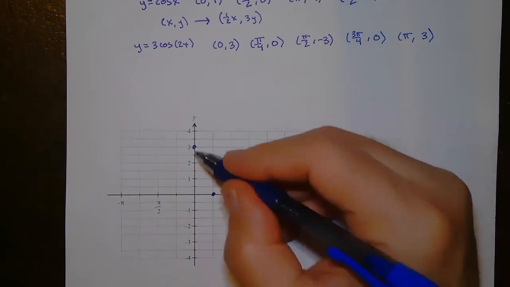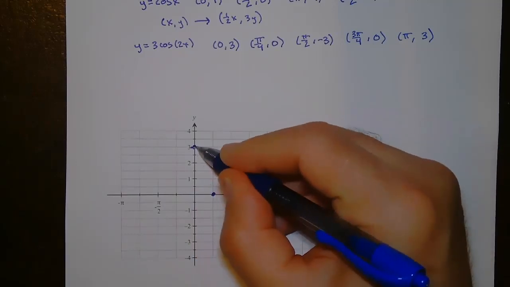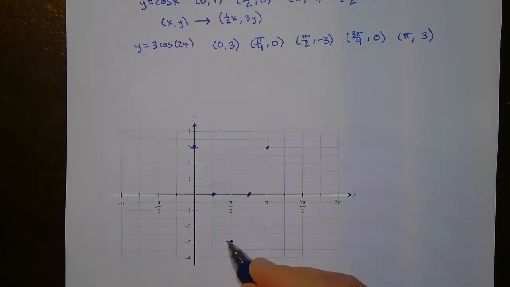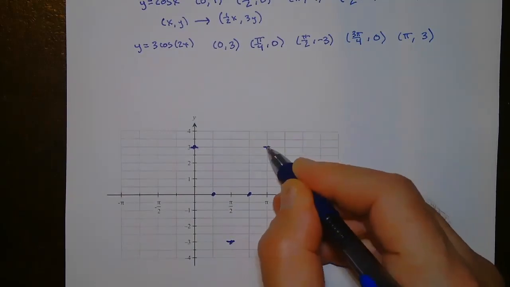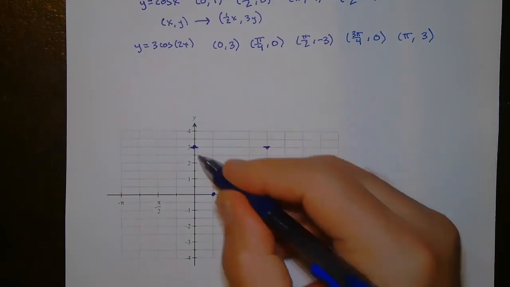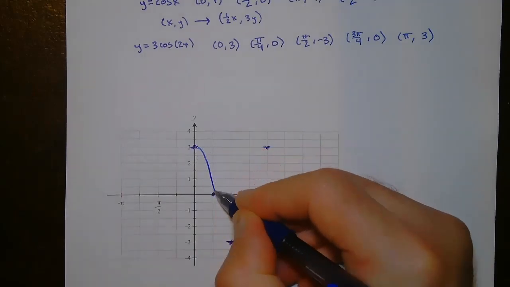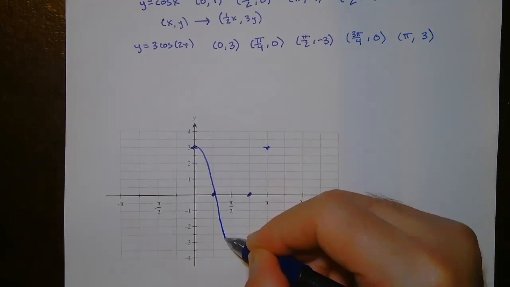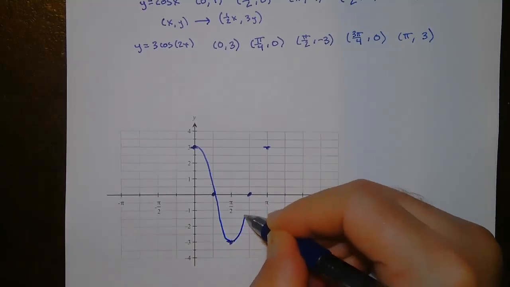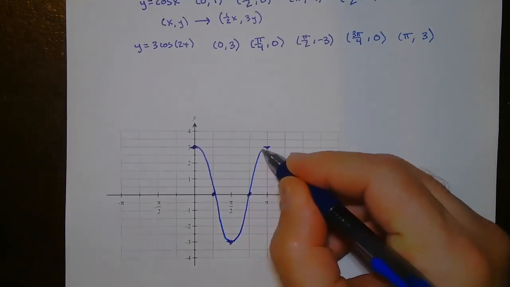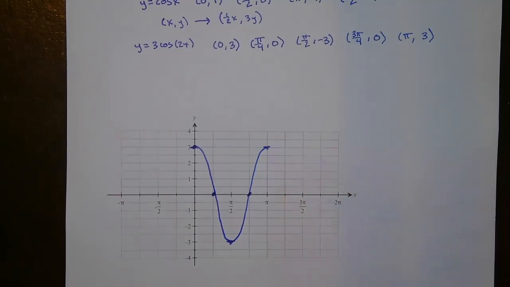Now we've got to graph this. Remember, these are going to be a little horizontal right here, and horizontal right here, and horizontal right here, and they're just going to pass through here. So it's going to look something like this. Now that's one period.